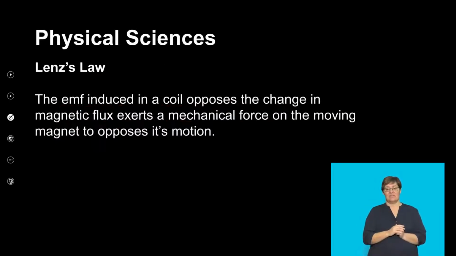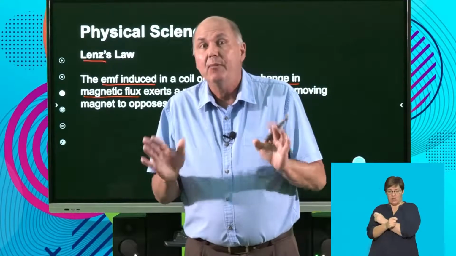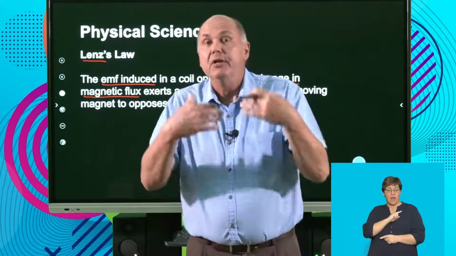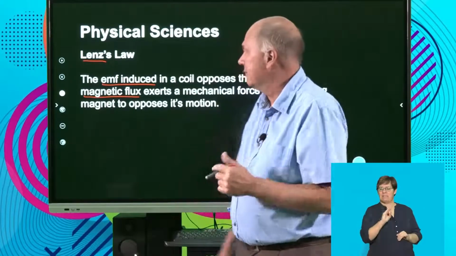The man that did the interpretation for us was a man called Lenz. And so we talk about Lenz's law. And in a more detailed way, he says that the EMF induced in a coil opposes the change in magnetic flux. And it does that by exerting a force on the magnet that is moving towards the coil. It opposes that change in magnetic flux. Remember, without the change in magnetic flux, there'd be no induced EMF. And so it might sound a little bit complicated. Let's simplify it a little.